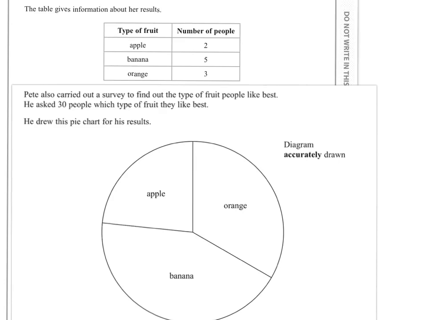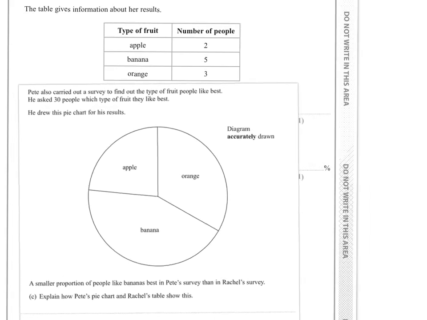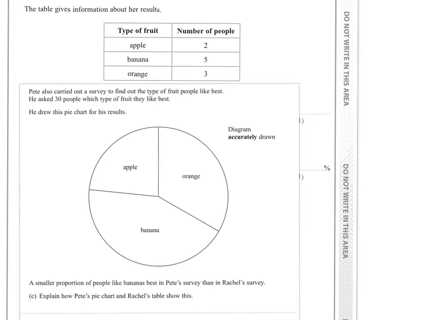Now, Pete also carried out a survey to find out the type of fruit people like best. He asked 30 people which type of fruit they liked best, and he drew this pie chart for his results. It's a bit fiddly this, but it says a smaller proportion of people like bananas best in Pete's survey than in Rachel's.